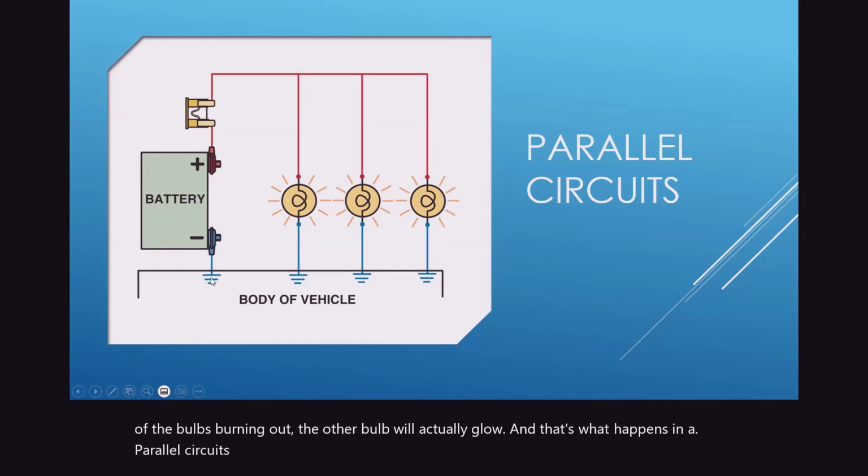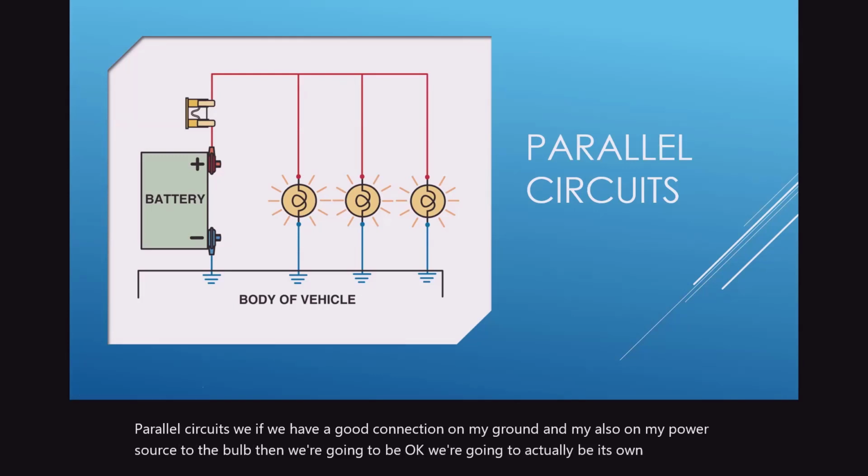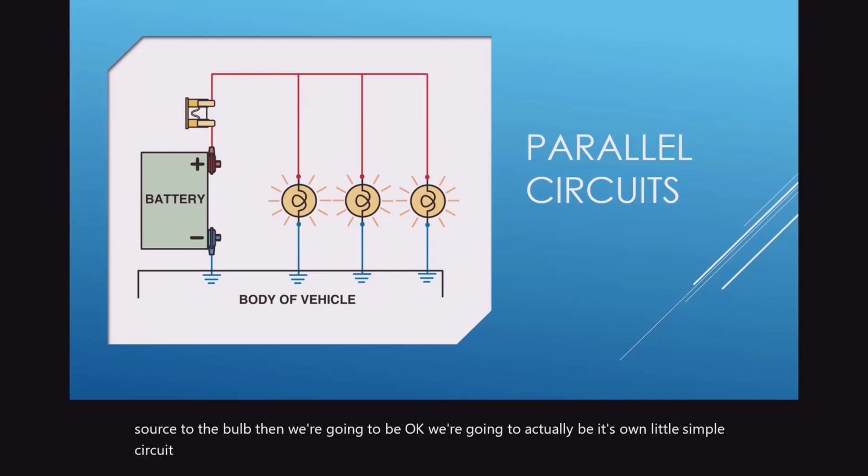If we have a good connection on my ground and also on my power source to the bulb, then we're going to be okay. We're going to actually be its own little simple circuit together, and it's getting fed a certain amount of current through that particular bulb.